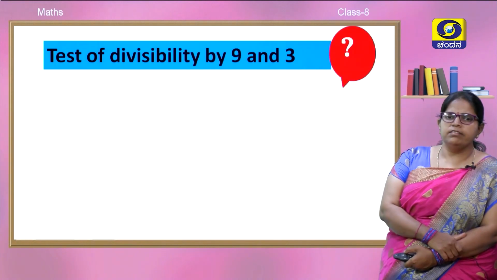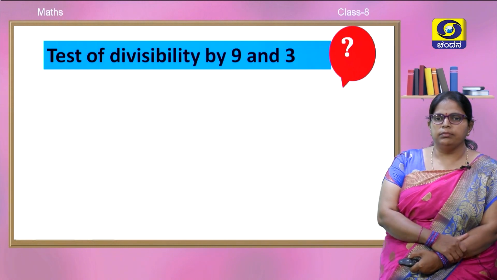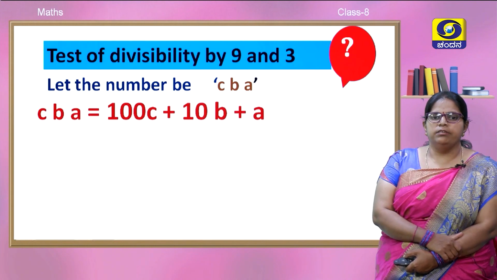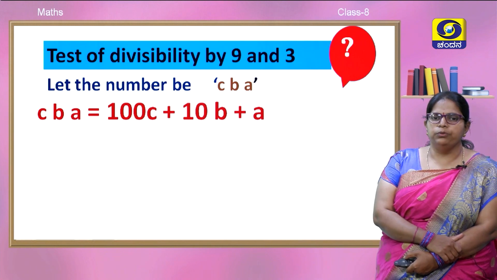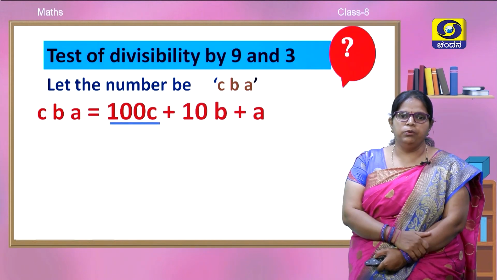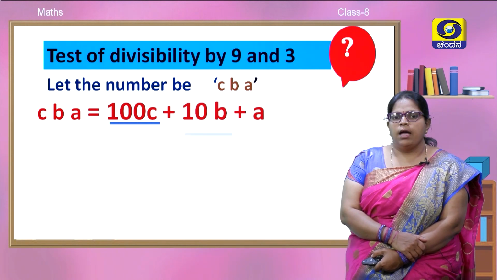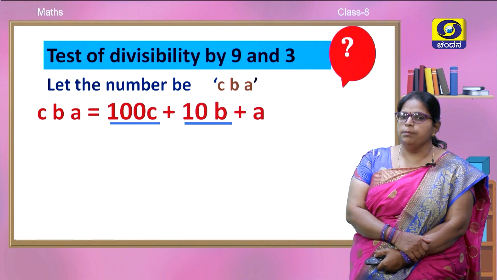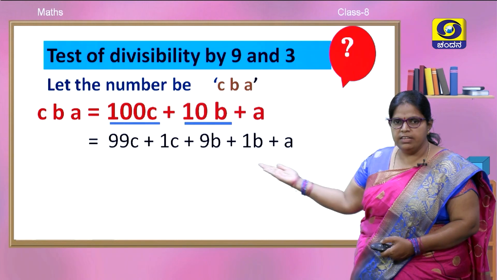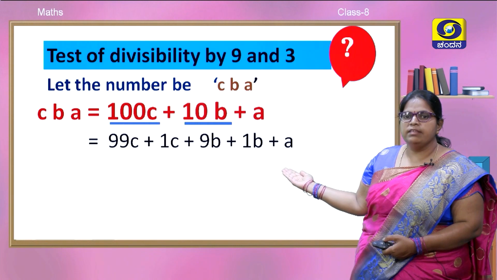Now, let us test the divisibility of 9 and 3 for an n-digit number. Let us consider a number CBA and expand it. CBA is equal to 100C plus 10B plus A. Now, split 100C as 99C plus C and 10B as 9B plus B and rewrite. It becomes 99C plus 1C plus 9B plus 1B plus A.